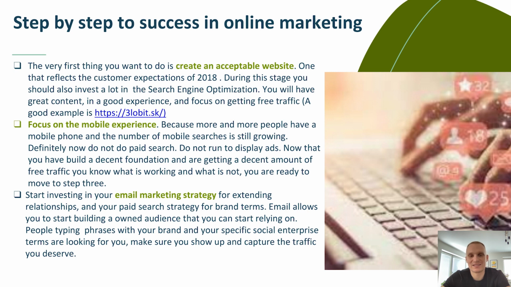Now that you have built a decent foundation and are getting a decent amount of free traffic, you know what is working and what is not. You are ready to move to step 3. Start investing in your email marketing strategy for extending relationships and your paid search strategy for brand terms. Email allows you to start building an owned audience that you can start relying on. People typing phrases with your brand and your specific social enterprise terms are looking for you. Make sure you show up and capture the traffic you deserve.